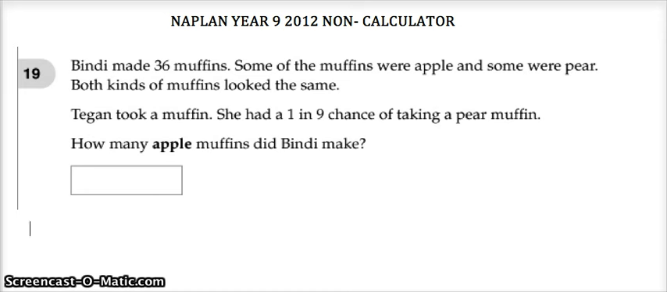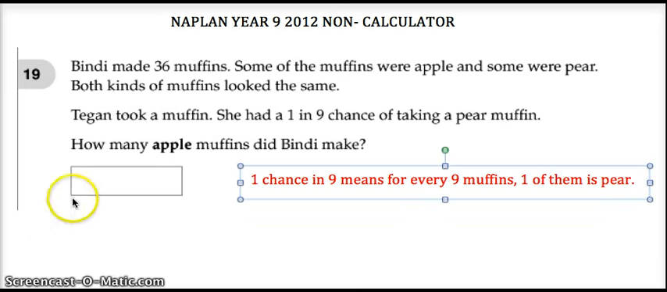Pause the video and attempt the question. Now, if there is a 1 in 9 chance of taking a pear muffin, it means that for every 9 muffins, one of them is a pear muffin. So for every 9 muffins, one of them is a pear.